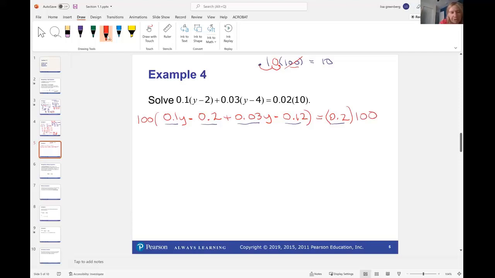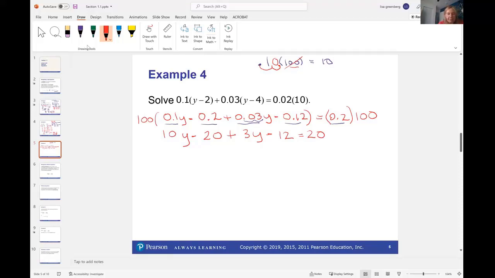And now, just like I showed you, 0.1 becomes 10y minus, and then I'm going to move this 2 decimal places to the right, so it gives me 20, plus, if I move this 2 decimal places to the right, I end up with 3y. And again, if I move that 2 decimal places to the right, I get 12. And that equals 0.2 times 100 is 20. And now I no longer have decimals. And I think this is the easiest way to do it.